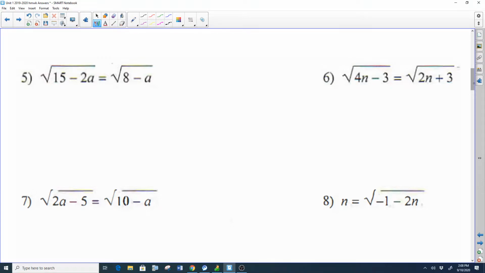So number 5 has 2 square roots. And since it has 2 square roots, that means that we're just going to keep 1 on each side. And then we're going to end up power 2ing both sides to get rid of each square root. So then we're left with 15 minus 2a is equal to, just drop the radical, 8 minus a. That same process for number 7 as well, actually, now that I'm looking at it.